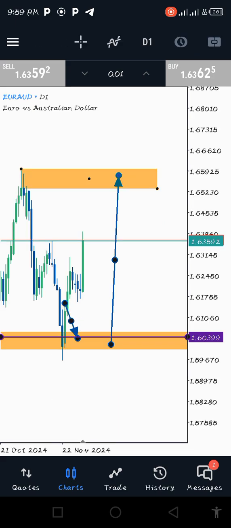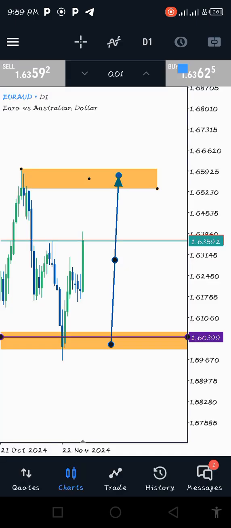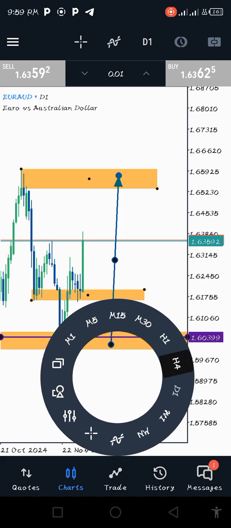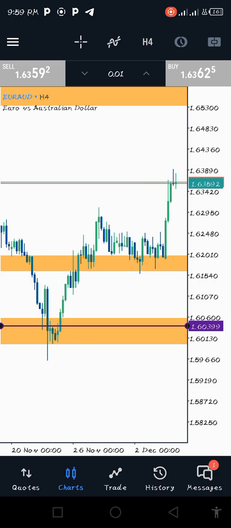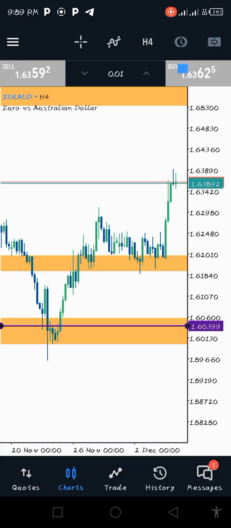This is another zone. This is another zone. This is another zone right there. So back to the 4-hour time frame, these are 3 zones. Good.